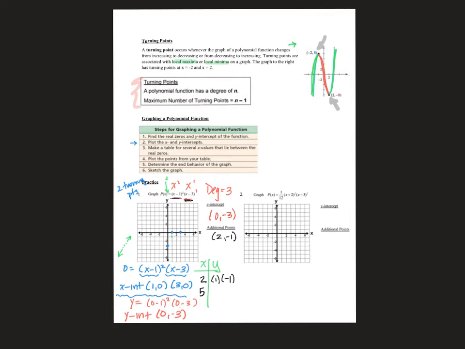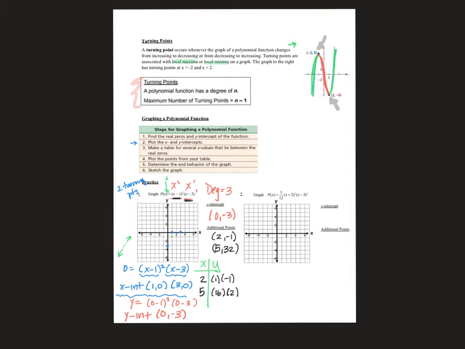Let's repeat this process for the 5. If I plug this in, 5 minus 1 is going to give me 4, and 4 squared is 16. 5 minus 3 is 2. Ooh, that's going to be pretty big. 16 times 2 is 32, so my second point is going to be 5, 32. So let's put those on our graph as well. So I have 3 accurate points currently. Let's plot these remaining 2.